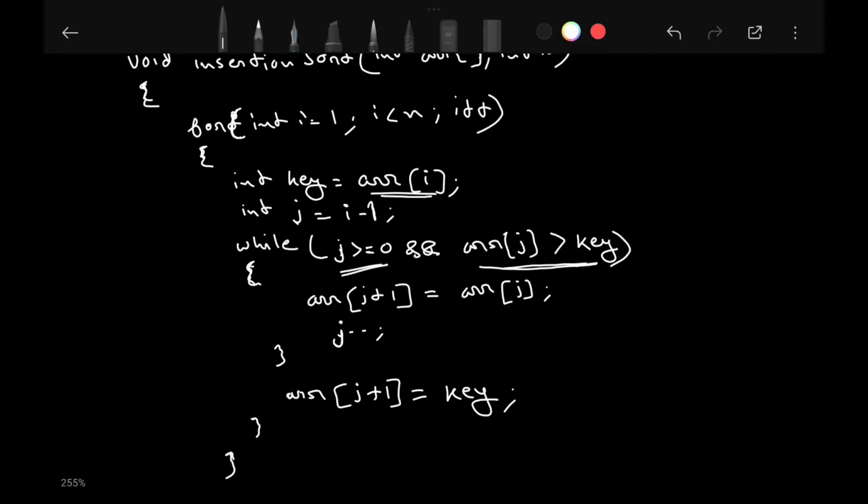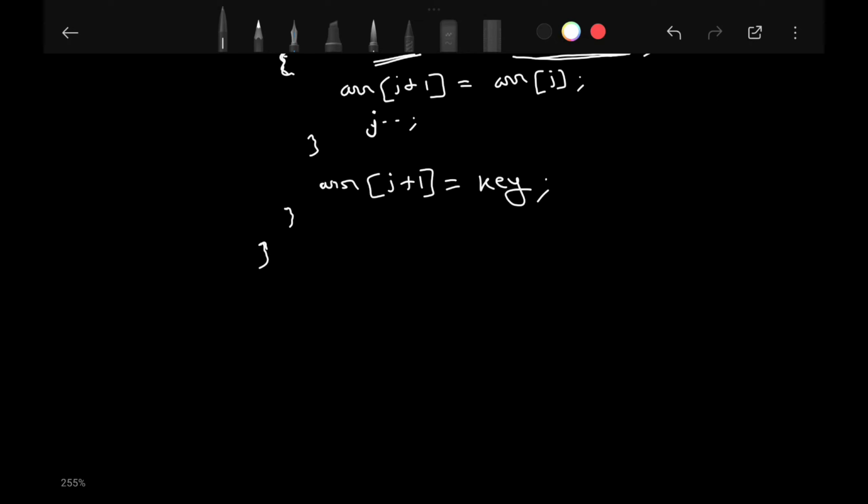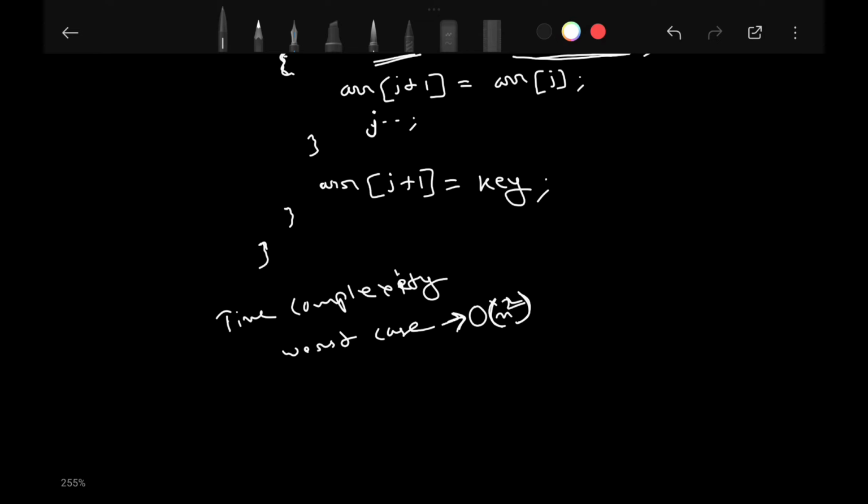As you can see, we are using a while loop within another for loop. So in the worst case, the time complexity will be big O of n square. Why? Because assume that our whole array is in descending order, and we will try to sort it in ascending order.